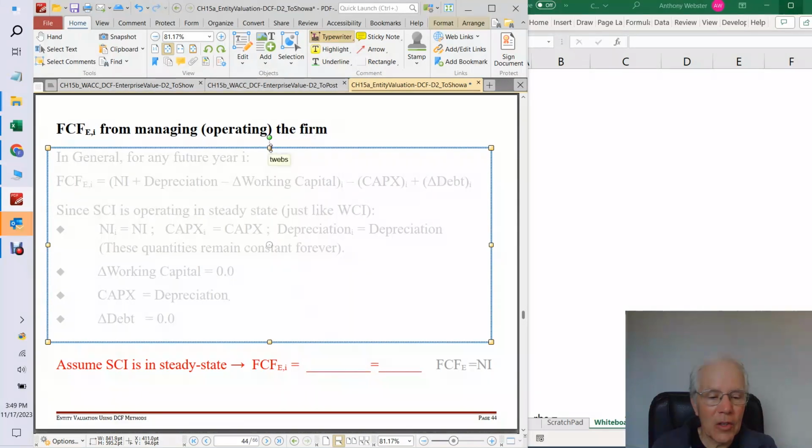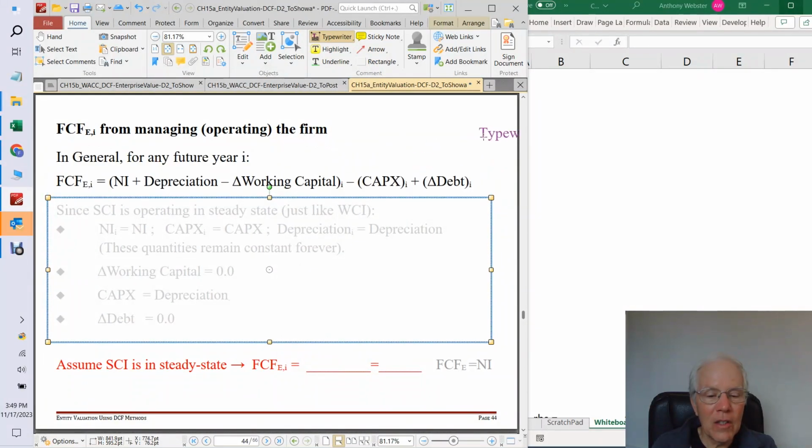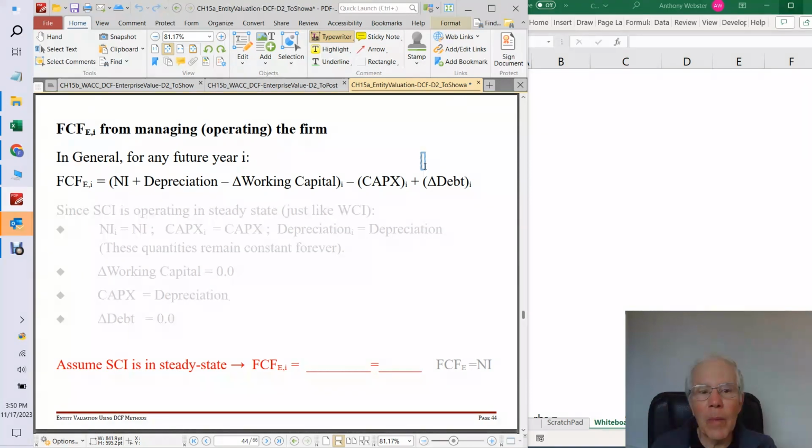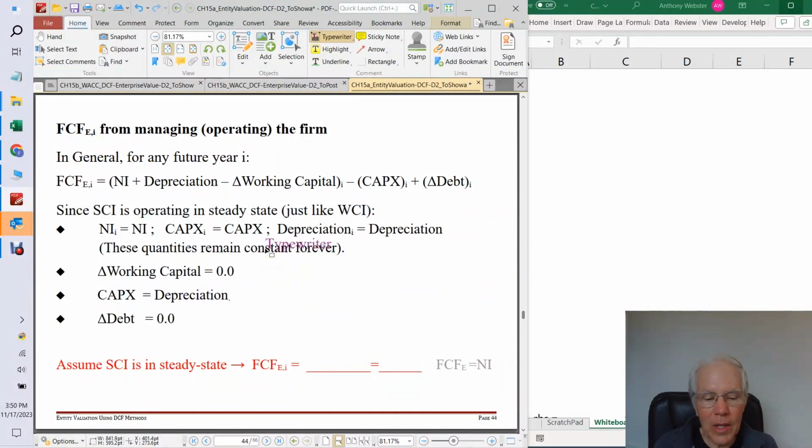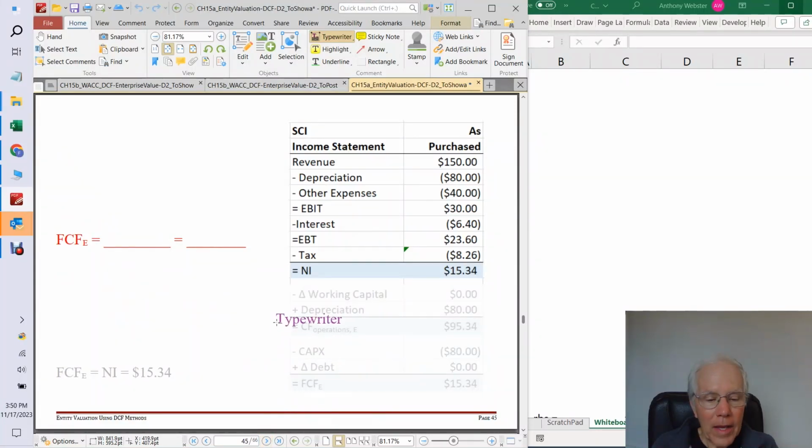And then the free cash flows from managing the firm in general, they come from this equation from accounting, from our indirect cash flow statement. But since the firm is operating in steady state, this works out. We have all our assumptions here. So the free cash flow in any year i is just FCF. They're all the same in every year, and they're going to be equal to net income. And we saw how that worked out. Everything else in this equation for free cash flow drops out if we have a steady state firm. Okay, so we've got here to look on our income statement to see that the net income for the steady state firm has been 15.3 million.